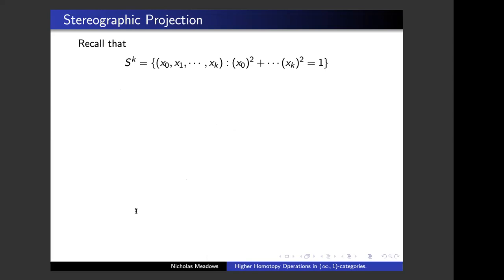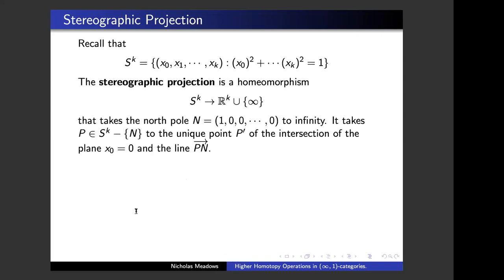The way that one can visualize this is to use what's called the stereographic projection. The stereographic projection is a homeomorphism from the k-sphere to R^k union a point at infinity, and it takes the north pole to the point at infinity. It takes p in S^k minus the north pole to the unique point p prime of intersection of the plane x_0 equals 0 and the line between p and N. As an example, here we have the stereographic projection of S¹ onto R¹, where the point P gets taken to the point P prime.